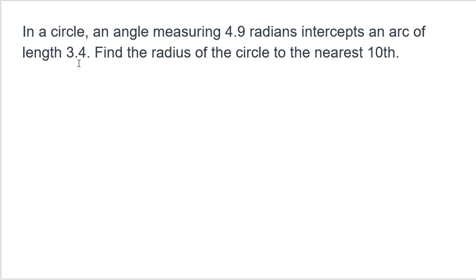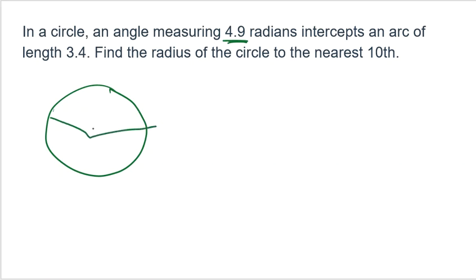In a circle, an angle measuring 4.9 radians intercepts an arc of length 3.4. Find the radius to the nearest tenth. Some kids right away get confused. Draw a picture. It always helps. So we have an angle. And if you don't know exactly where 4.9 radians is, who cares? Just make it approximate. It doesn't have to be perfect. So just draw an angle, right? Look how ugly that is. Doesn't matter. There's an angle, 4.9 radians. And the intercepted arc, the arc that gets intercepted by that angle, is 3.4. All right, find the radius.